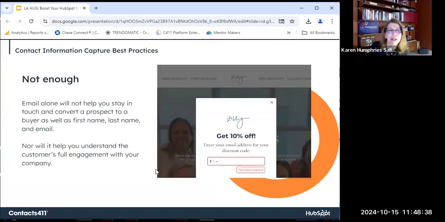What's not enough? What do I mean by not enough? So we have a poll here. And the question is, are you capturing prospect contact data? Yes or no? And I don't mean buying it. I mean, are you actually capturing it, like on your website or some other way, like we see here with Zibby? And my point here, first I want to see if you're capturing it.